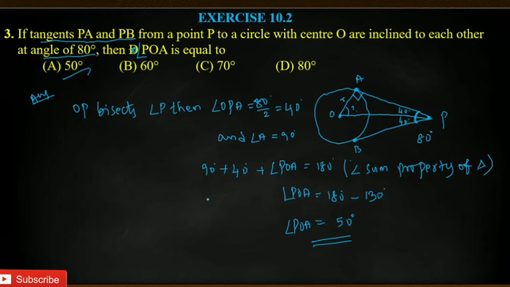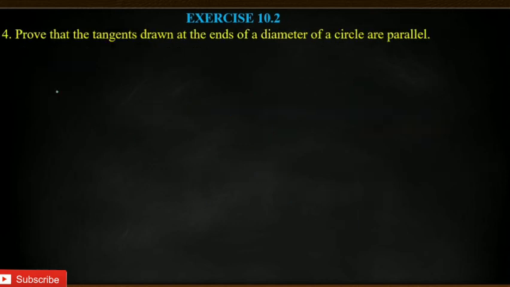Next we are going to the fourth one. Let's see the proof or answer. Prove that the tangents drawn at the ends of a diameter of a circle are parallel.